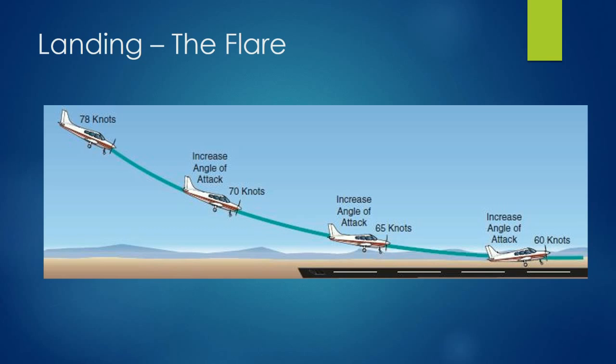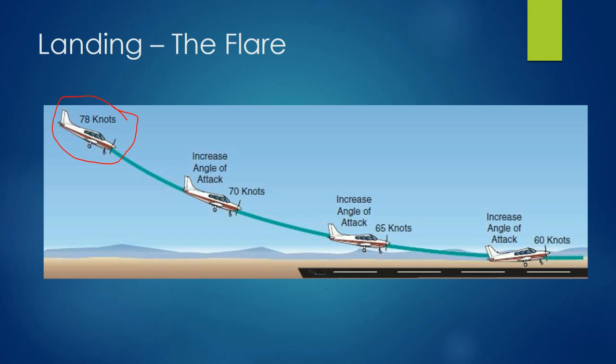Now when we come in to land, what we're going to do is called a landing flare, and this is simply a maneuver to bleed off airspeed and touch down with the main gear first instead of the nose wheel. So if you look at this first picture here, we have an airplane coming in at 78 knots, and you can see that it has a nose low attitude, meaning that the nose is below the horizon, and you'll see that on your attitude indicator as well as just looking outside.